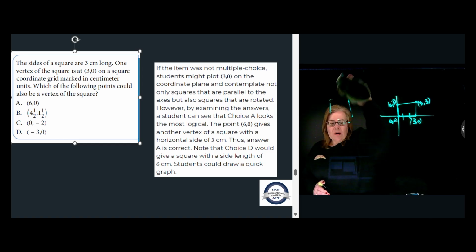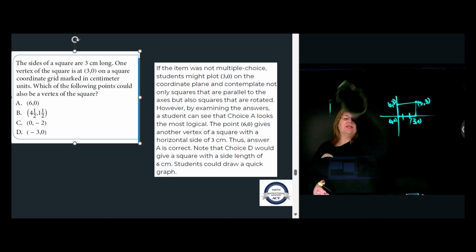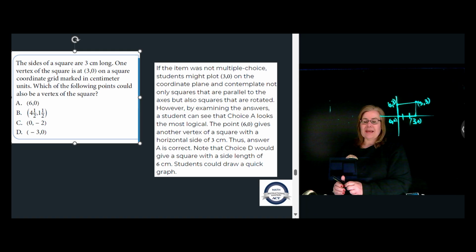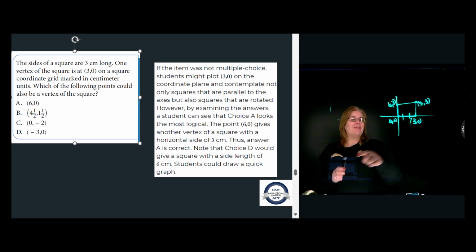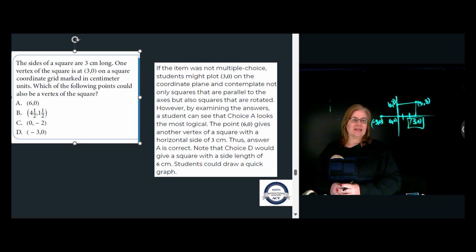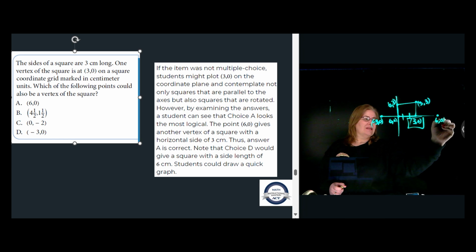All right, so we know that A could be a logical choice. Then we have to note that choice D would give us a square with side lengths of 6 centimeters. So we don't really see how we could have the -3 here, because then it would have to be 6 all the way across, because we've got to keep this as one of our vertices. So if we have this (6, 0) here, I could possibly make a square like that.